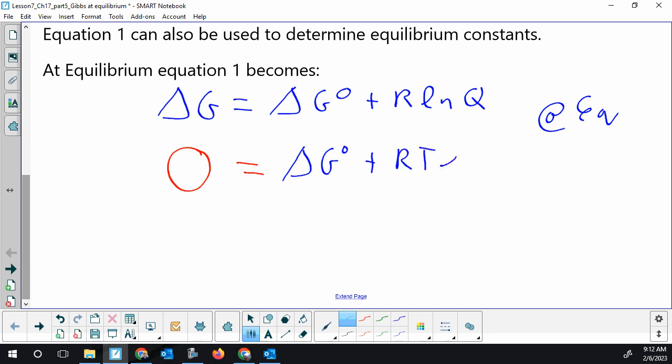Plus RT natural log. I'm not going to write Q now. What am I going to write at equilibrium? I'm going to write K. And that's our relationship, we can relate delta G to K. There are only two variables, assuming temperature is a constant.